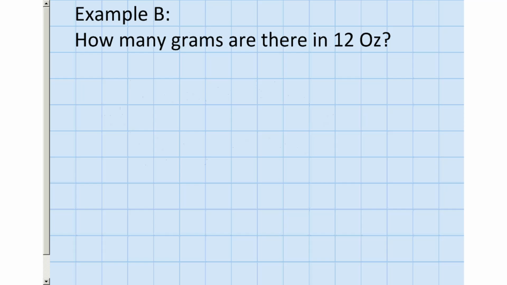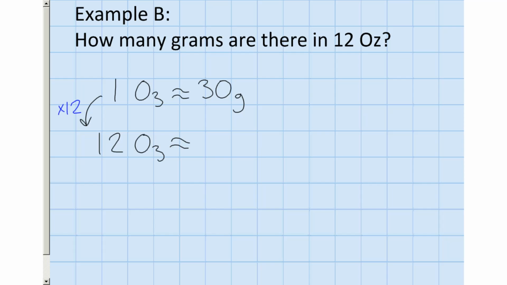How many grams are there in 12 ounces? So the conversion was that 1 ounce is approximately 30 grams, and we want 12 ounces. To get from 1 to 12, we're going to have to times by 12. So we're going to have to do the same thing with the 30 grams. We've got 12 lots of 30 grams. And 12 times 30, well, I'd ignore the 0 for a second. 3 12s are 36. Add our 0 back on. So 12 ounces is approximately 360 grams.